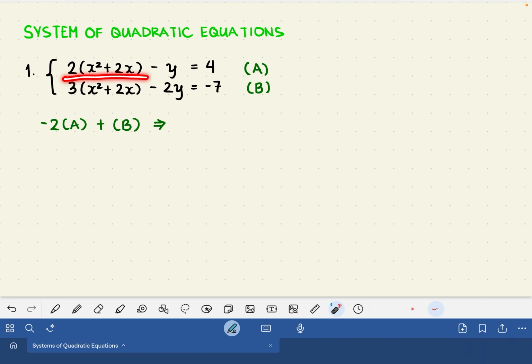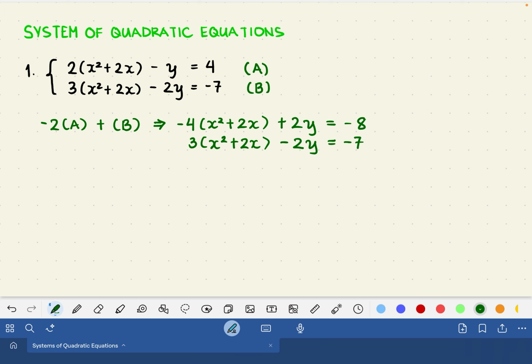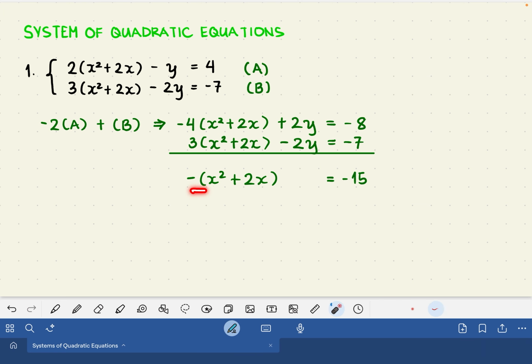Multiplying negative 2 out here, we will have negative 4x squared plus 2x plus 2y equal to negative 8. For equation B, we just copy it. Now that we have this, we can add the two equations. Negative 4 plus 3 would give us negative x squared plus 2x. Then 2y and minus 2y would cancel out. For the other side of the equation, we'll have negative 8 minus 7, which is equal to negative 15.